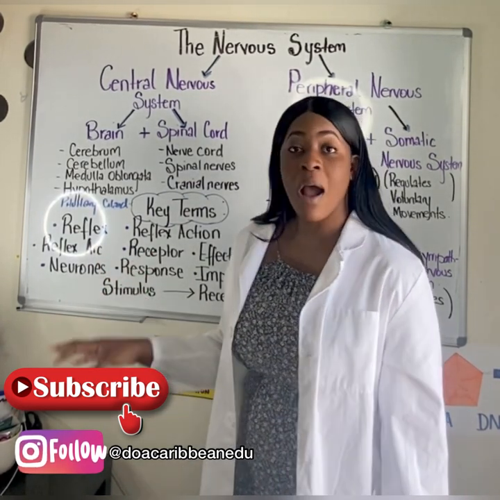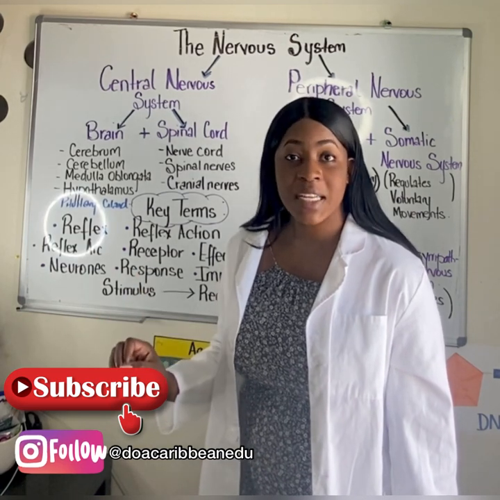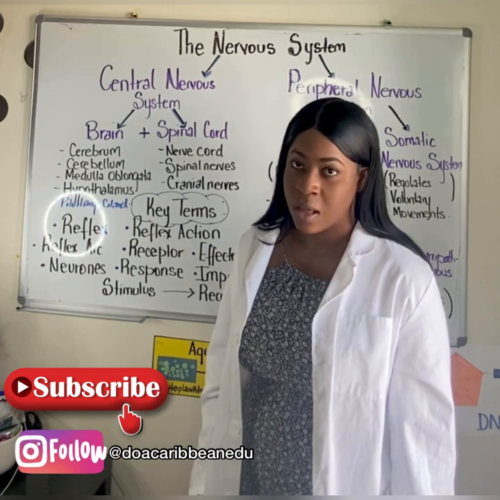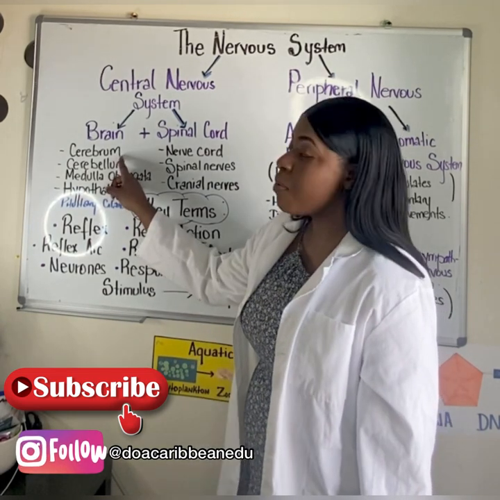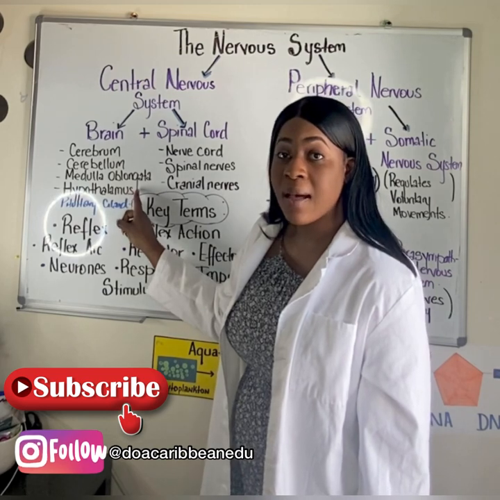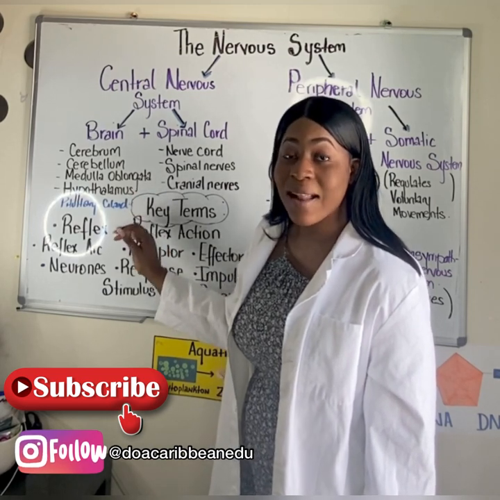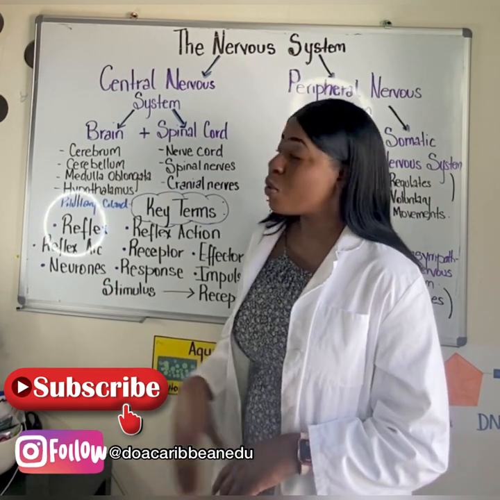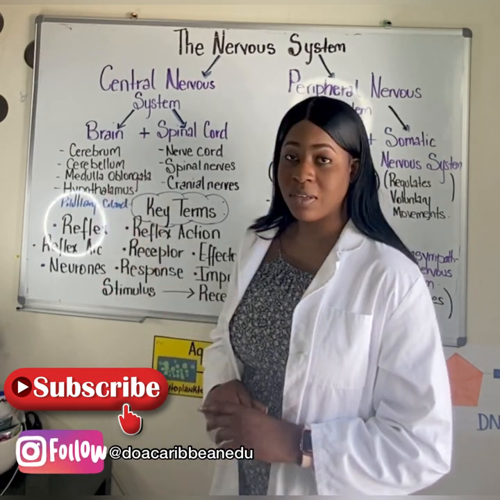These functions are achieved through the collaborative efforts of several important parts of the brain, to include the cerebrum, cerebellum, medulla oblongata, hypothalamus, and the pituitary gland. Let's spend a little time talking about each of these structures.